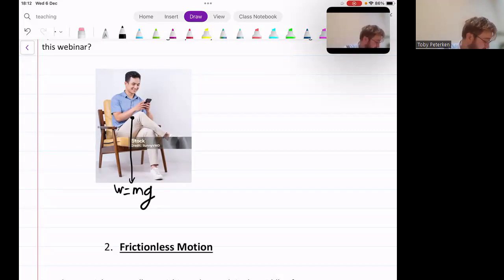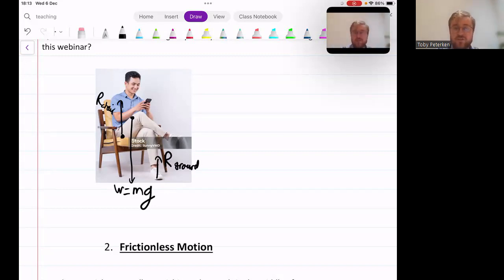And then you have a reaction force coming from the ground if your feet are on the ground. Let's call this R ground. And another reaction force coming from the chair. So R chair. And for this person, also the force from the phone, but we'll ignore that.